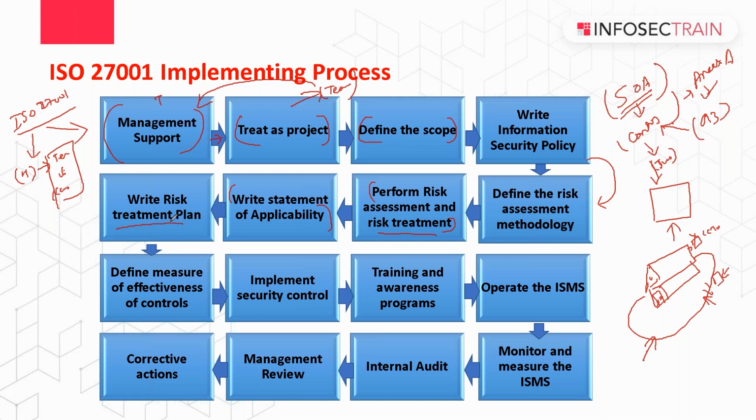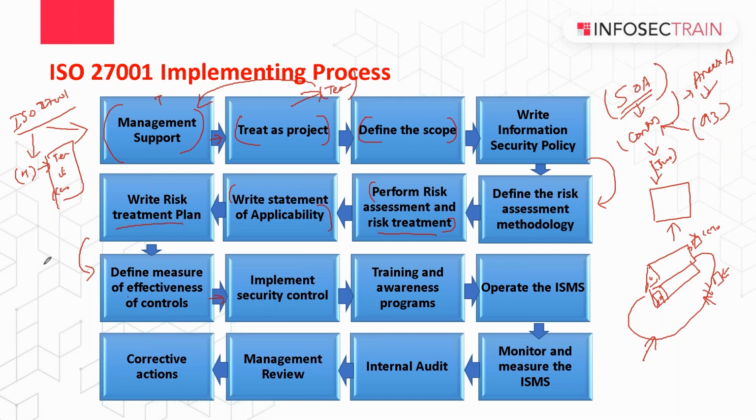Okay, now write a risk treatment plan. After that, define measures for effectiveness and control. If you are implementing any control, make sure you are going to maintain it. Once the effectiveness of the control has been measured, after that implement all those security controls.